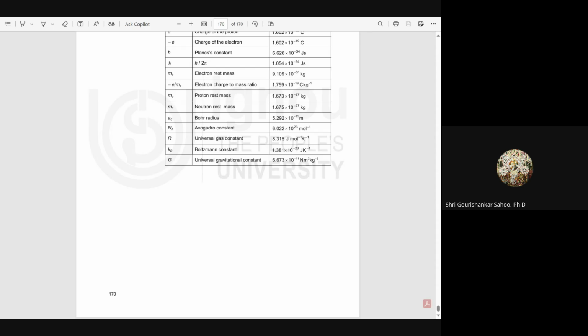The wave function of the system evolves in time according to the time dependent Schrodinger equation, that is i h cross del psi by del t is equal to minus h cross square by twice m del square psi by del x square plus V multiplied by psi.